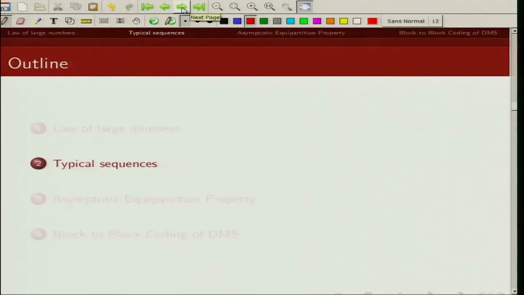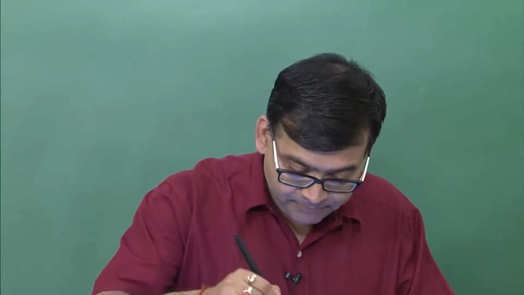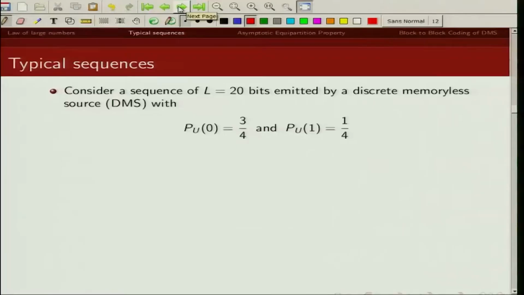So now we have developed the expressions that we need to prove some of our results. Now let us talk about what a typical sequence is, and then we will prove some properties of typical sequences, and subsequently we will see what is the consequence of typical sequences for block to block length coding. So as an example, let us consider a sequence of L bits. I am just taking L to be a small number, 20, because I just want to illustrate with a simple example.